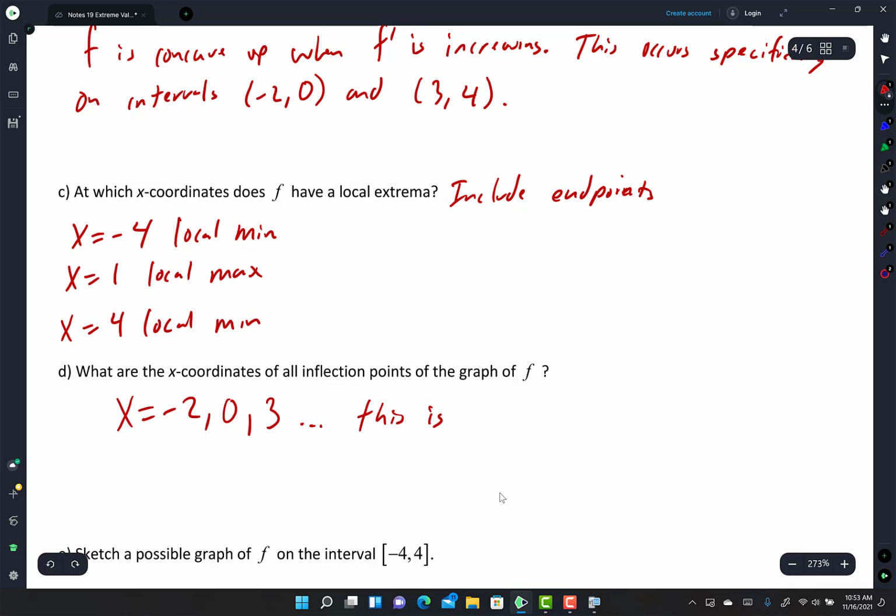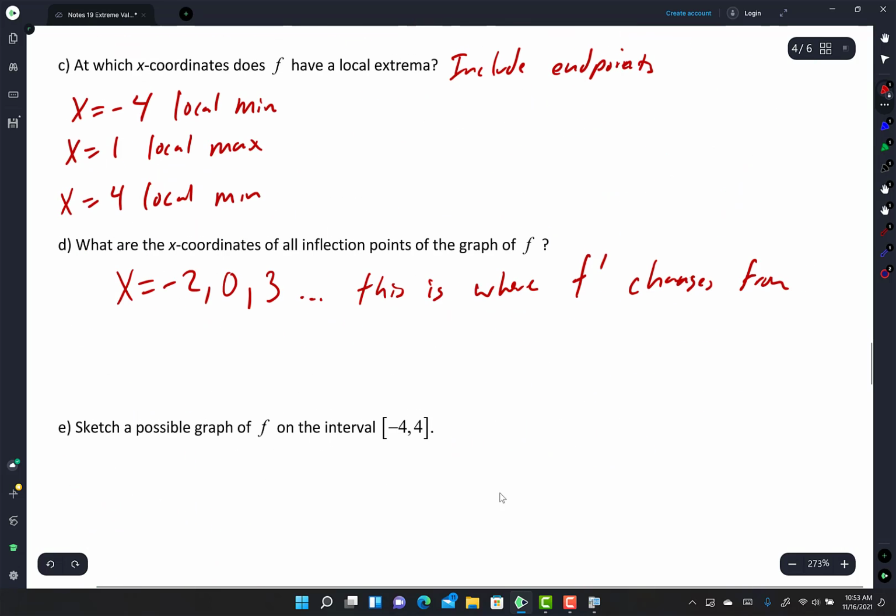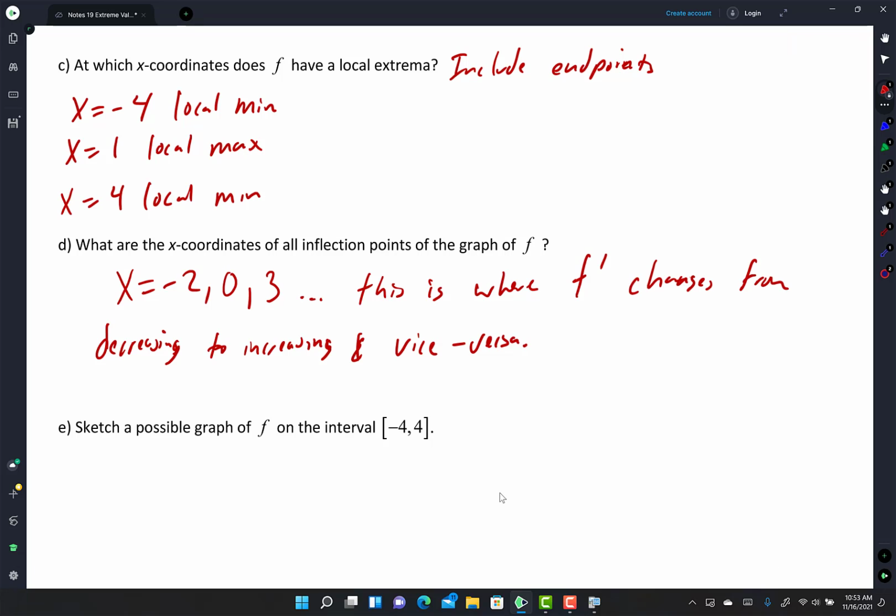This is where F prime changes from, which one's the first one? From decreasing to increasing, and vice versa. Make sure to put the vice versa. Does that make sense? Okay. Maybe there's a way to say it better, but this is full credit right there.